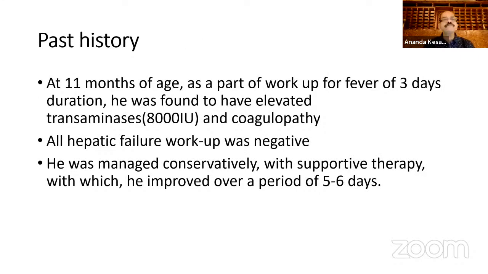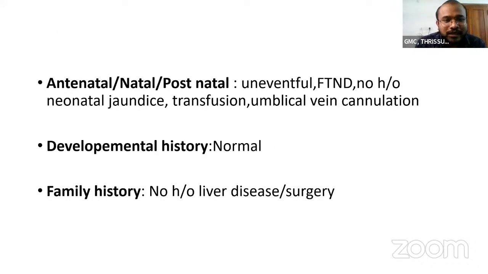Coming to the past history, at 11 months of age, as part of the fever workup for 3 days, he was found to have elevated liver enzymes of more than 8,000 associated with coagulopathy. All the liver failure workup was negative, and he was managed conservatively with supportive therapy, with which he improved over a period of 5 to 6 days. Antenatal was uneventful, full-term normal delivery, no history of neonatal jaundice, blood transfusion, or umbilical vein canalization. Developmentally normal, no significant family history.